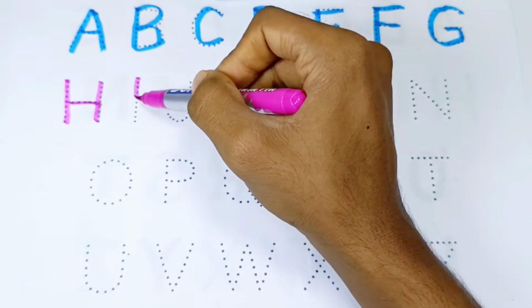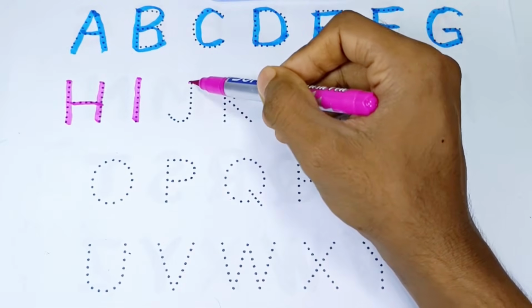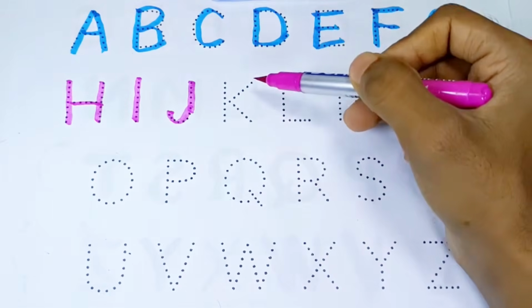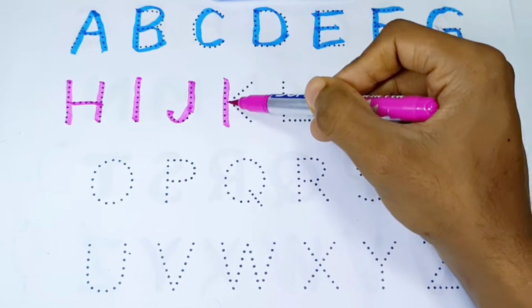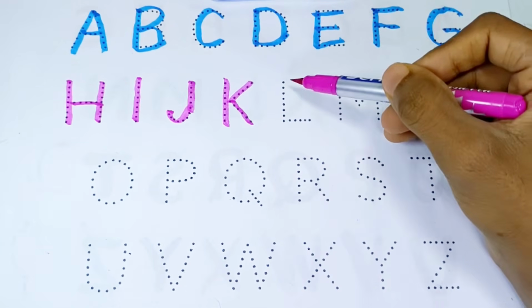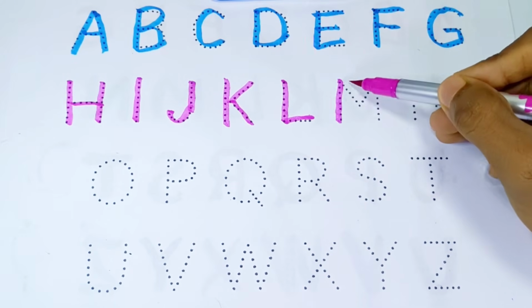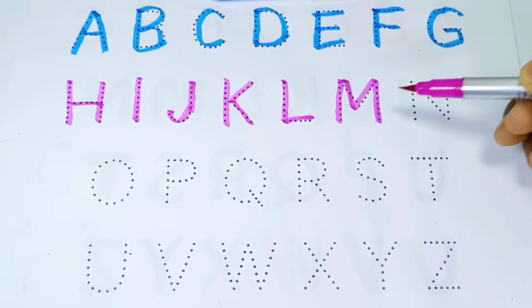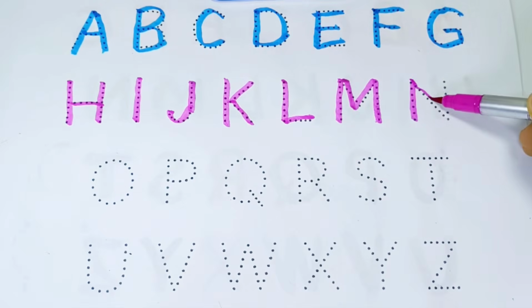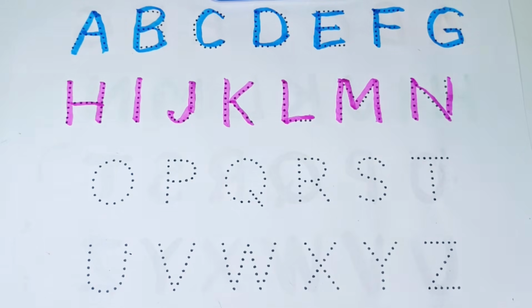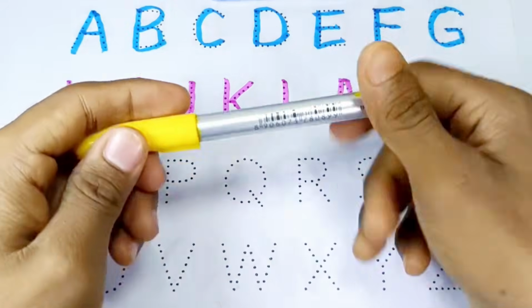H for helicopter. I for ice cream. J for joker. K for king. L for lion. M for moon. N for nose. Kids, now you draw O and use yellow color.